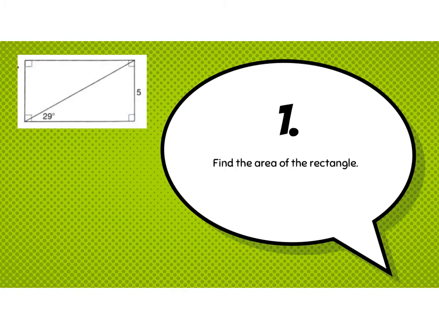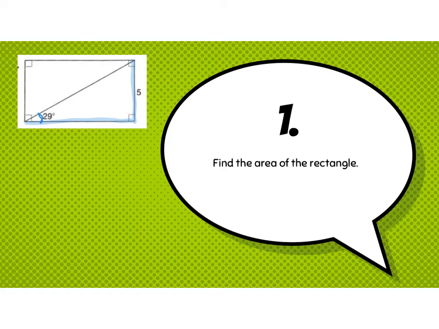Example number 1 says to find the area of the rectangle. I know for a rectangle, to find the area, I need the base and the height. I am only given one part of that, the height, but I've been given this angle measure, and that angle measure is 29. I am also given the length opposite of it.